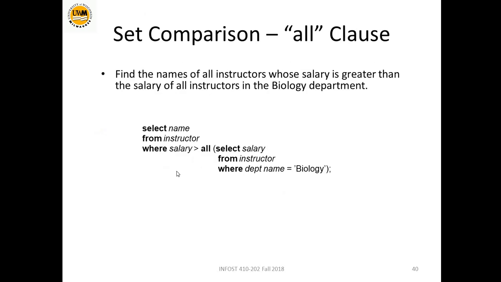If we want to find the names of all the instructors whose salary is greater than the salary of all the instructors in the biology department, we will say select name from instructor where salary is greater than all select salary from instructor where department name equals biology. So it's greater than all of the salaries of the instructors in the biology department.